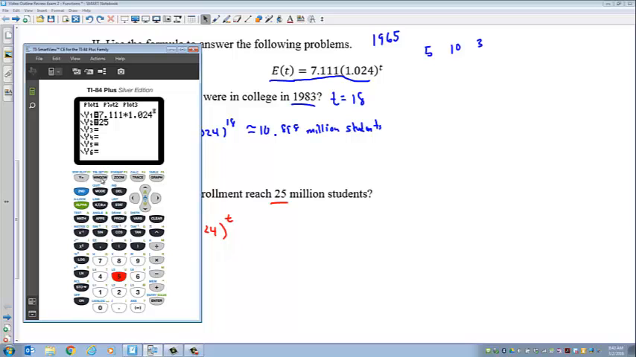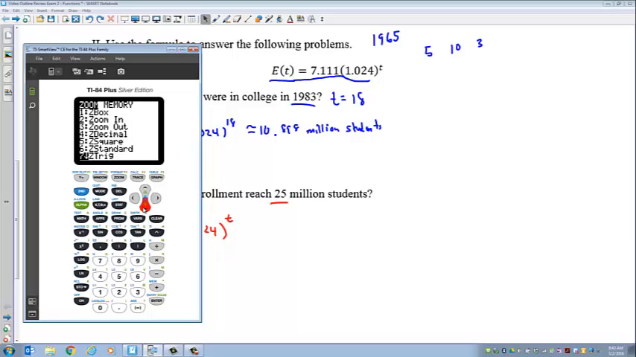So here's where you have to think a little bit. So think about how the years work. They start at 0 in 1965, and we want to go into the future. If you look at the table, you'll notice that after 40 years, you only have about 17.5 million. So we want 25. So we're going to have to go pretty far in the future. So maybe I'll put 100 years here, and then I'll go to zoom and go find zoom fit.